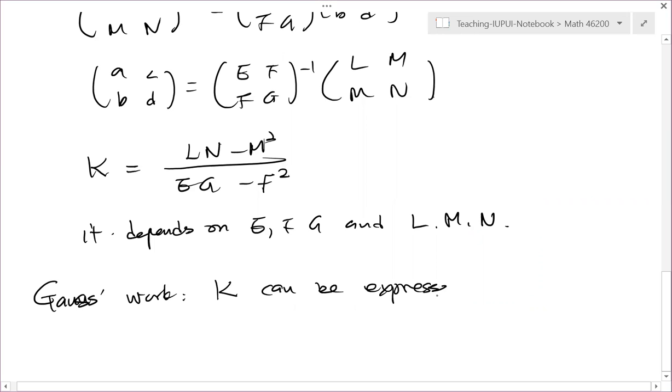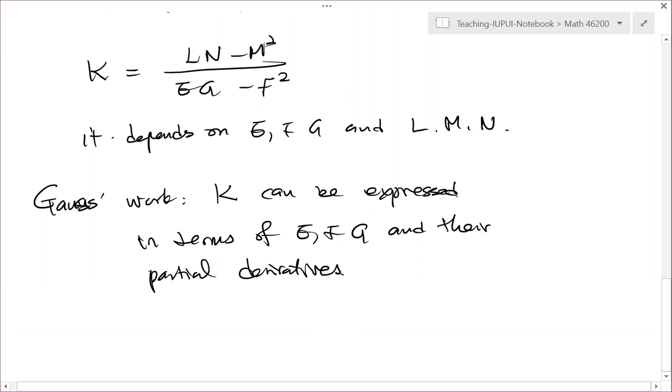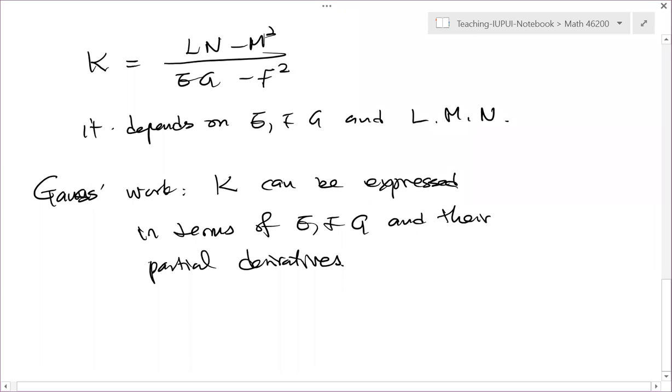K can be expressed in terms of E, F, G, and their derivatives. Okay, now let's accept this fact. So that means if the surface is changing in the space, as long as the first fundamental form is not changed, then the curvature is not changing.